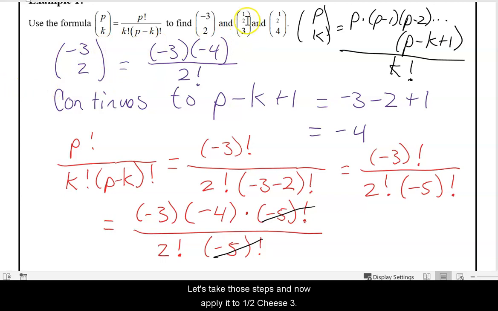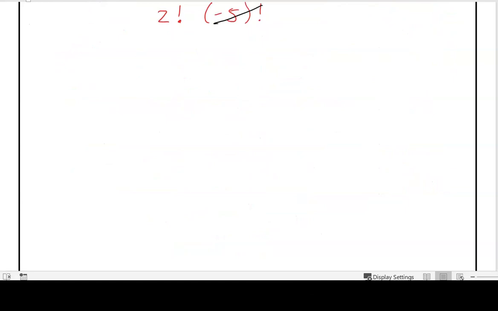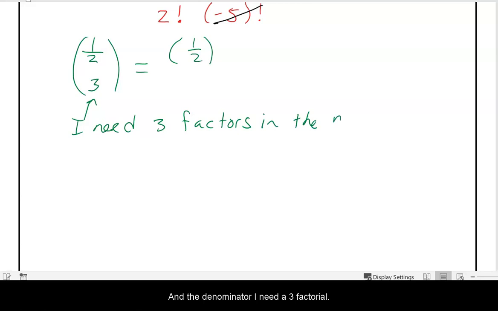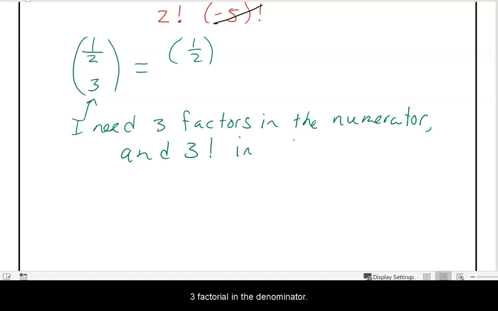Let's take those steps and now apply it to 1/2 choose 3. If I'm looking at 1/2 choose 3 and I want to apply the technique I just mentioned, I can write it in the following way. I'm going to start with my first factor being 1/2, and the 3 means I need 3 factors in the numerator. In the denominator, I need a 3 factorial.